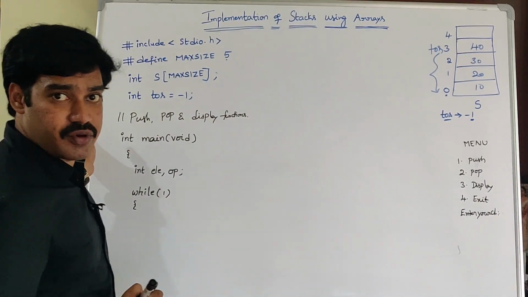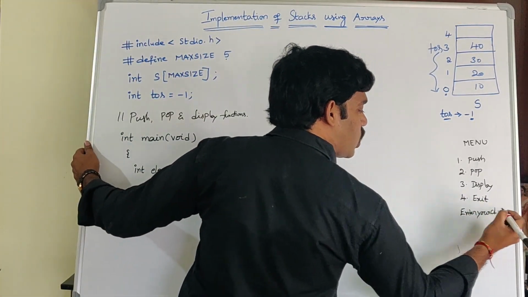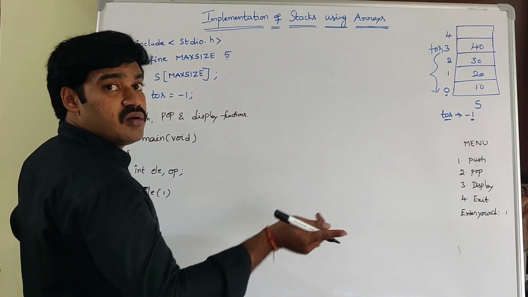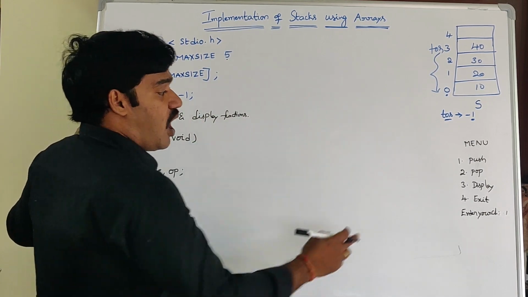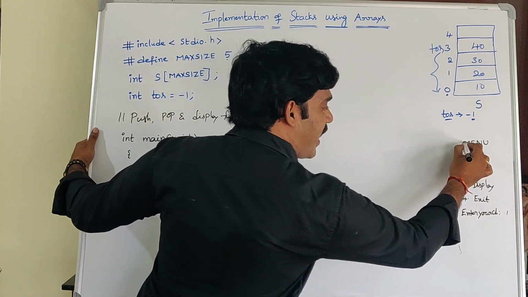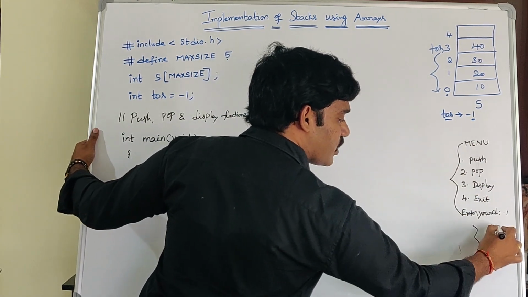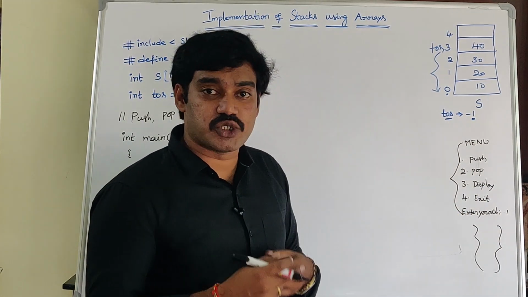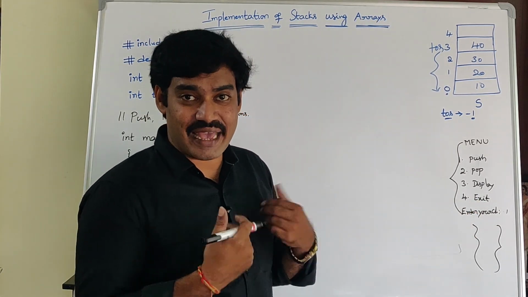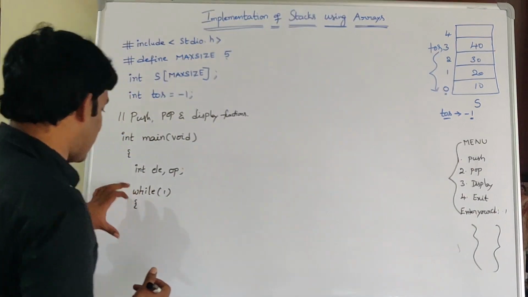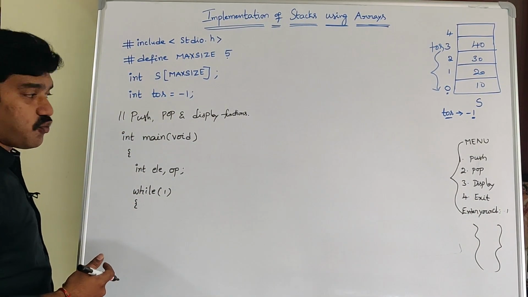Okay, enter your choice. If the user enters the choice as 1, what is meant by 1? Push. We have to call the push function. After this one is over, again this entire one has to be repeated. This has to be executed until the user enters the choice as 4, that means exit. For that purpose, I am using the infinite loop, that is while of 1.